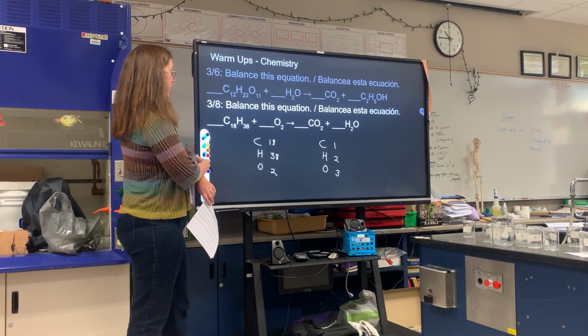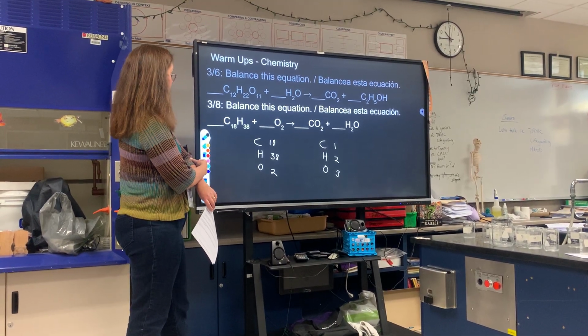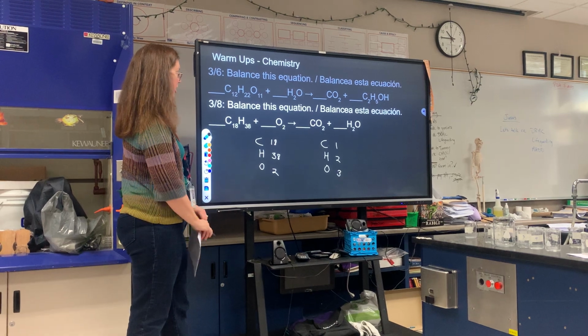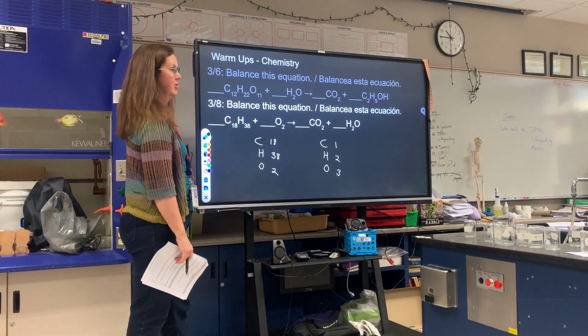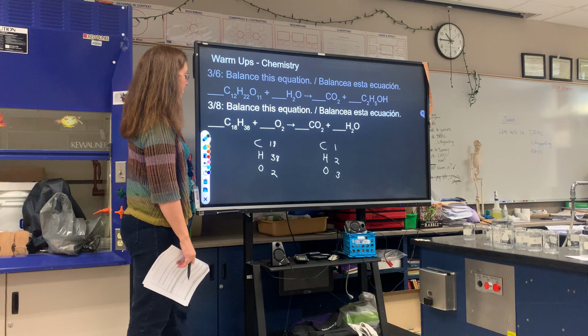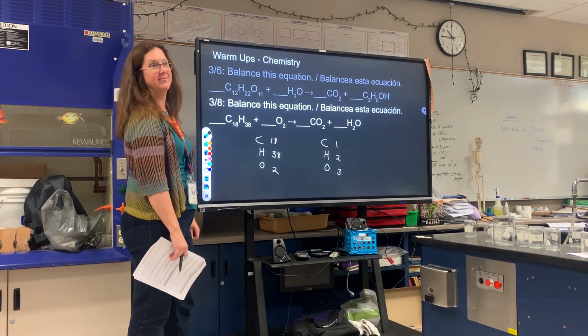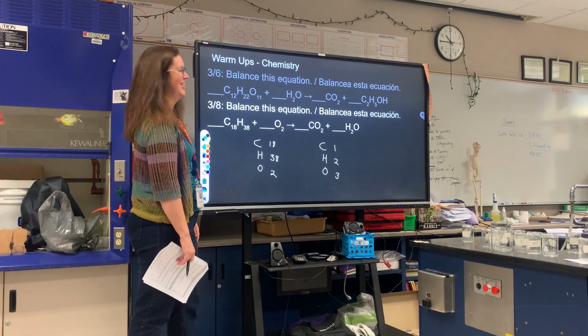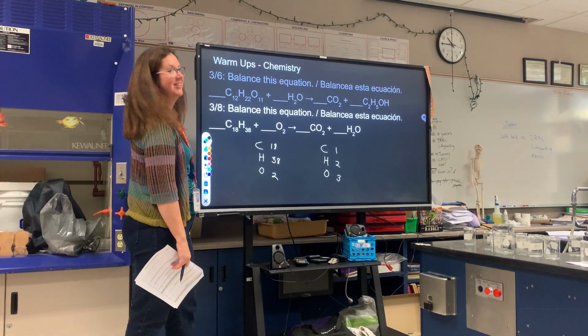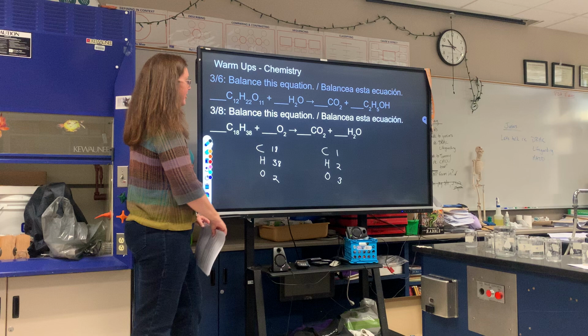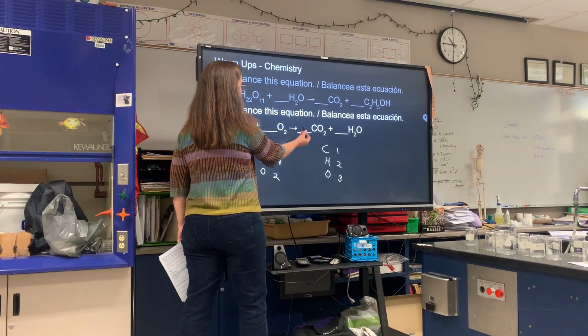All right, so where do we start? We're gonna start with the carbons. So what number should I write and where should I write it? Anybody have an idea? Nobody wants to be on camera? The CO2. All right, in front of the CO2, what number should I write here?